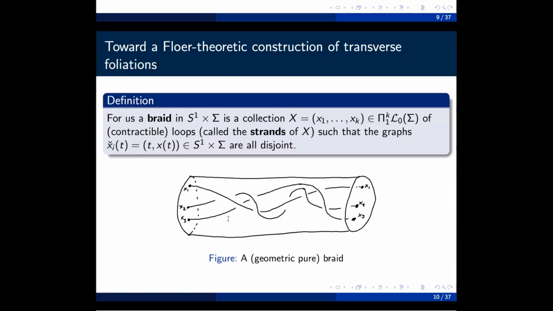So we need a few definitions. For me, during this talk, a braid is going to be what's often called a pure braid, okay? If you're familiar with braid theory, by which I mean it's just a collection of loops in my surface. In fact, I'll be using contractible loops, contractible in the surface, okay? And I want their graphs to be disjoint, okay? So they're what you think of when you think of a braid, such that each strand has the same endpoints, okay? They're pure braids, okay?